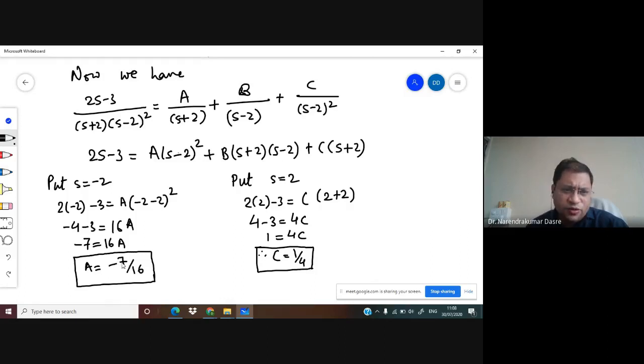Okay, so I got the value of A, I got the value of C. Now the question is how to get the value of B. The value of B can be calculated using the trial and error method. So we use the integer value of S, precisely the minimum integer value of S, such that it is not used earlier.